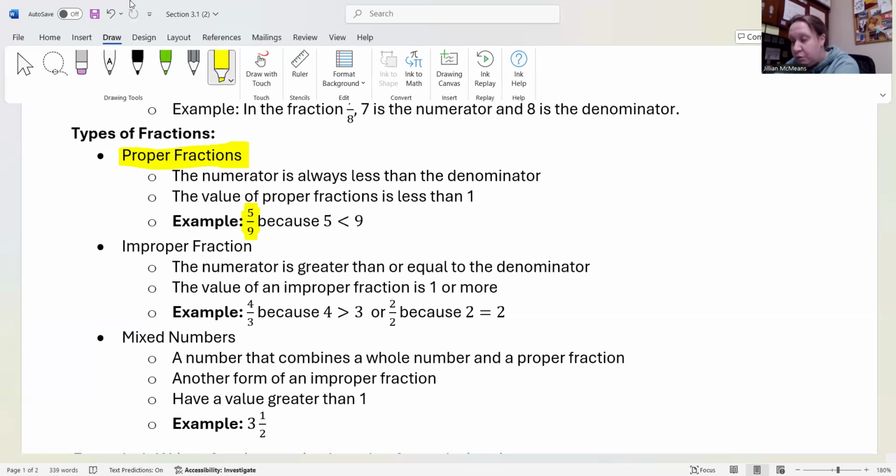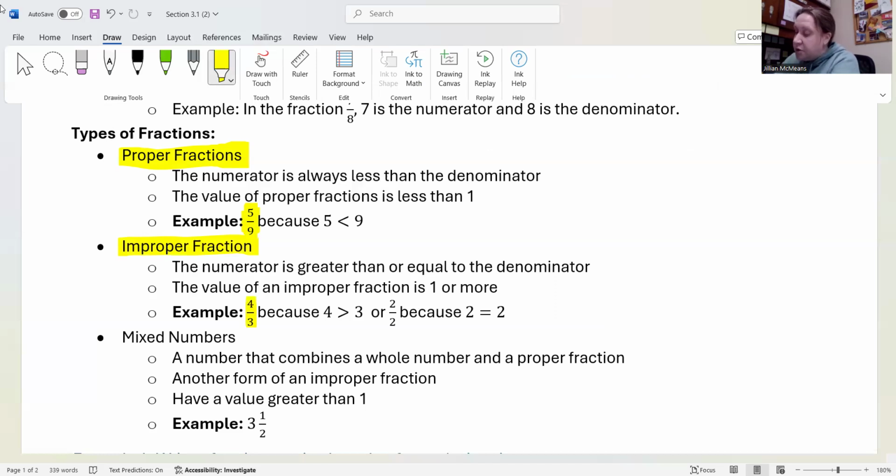So when you're talking about improper fractions, they have a value of 1 or more, okay? And we have examples. The first example I have here is 4/3. So 4/3 would be considered an improper fraction because the numerator 4 is greater than the denominator 3. So we have more than one whole thing. If we were talking about 4/3 of a pizza, that's more than one whole pizza.